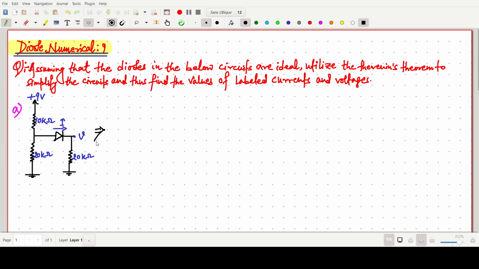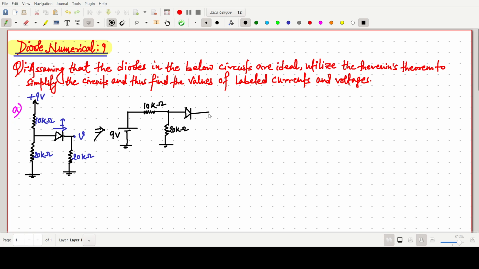first of all, we have to redraw the circuit. For this purpose, we have to use the Thevenin equivalent concept. So what I am doing, first I am just making this part. I am writing this as a 9 volt, and this is a 10 kilo ohm resistance. And this will be our 20 kilo ohm resistance. We are just redrawing the circuit. First see how we are redrawing the circuit.